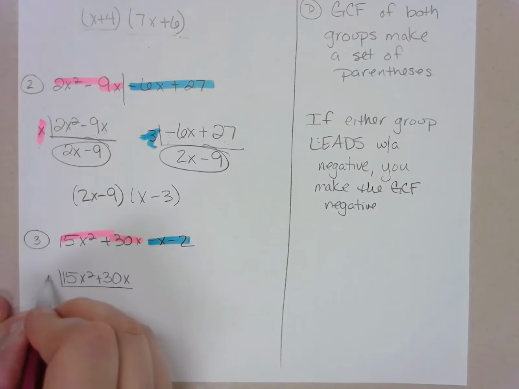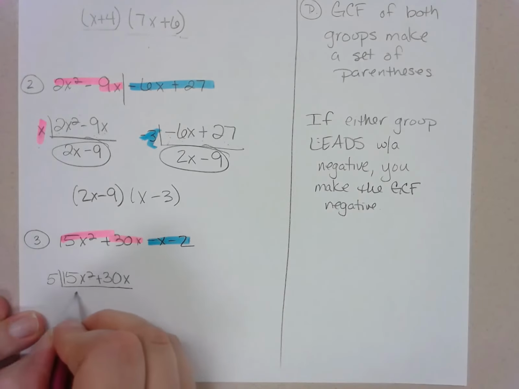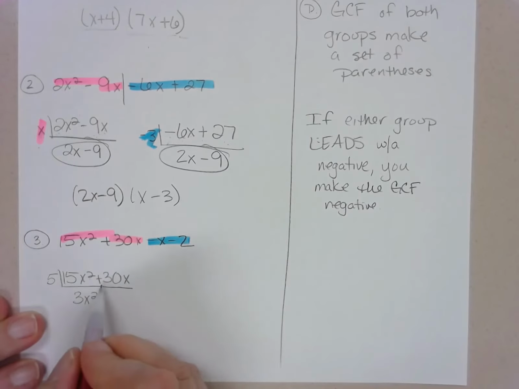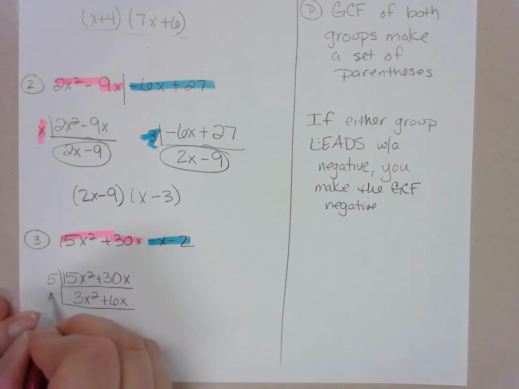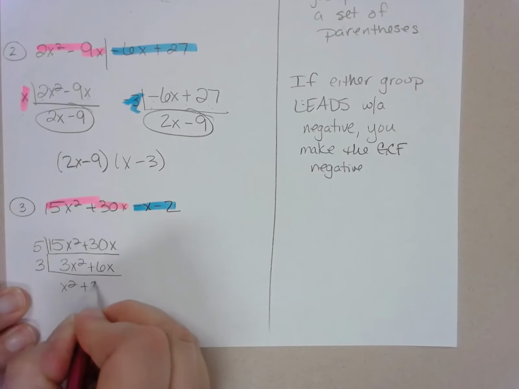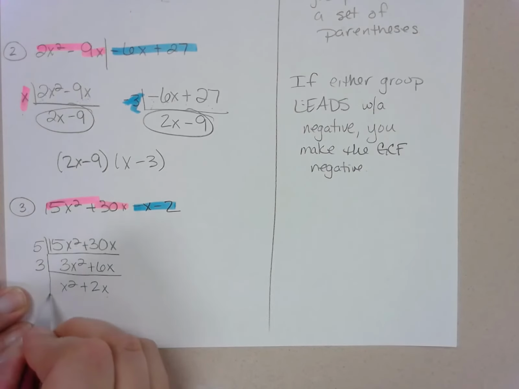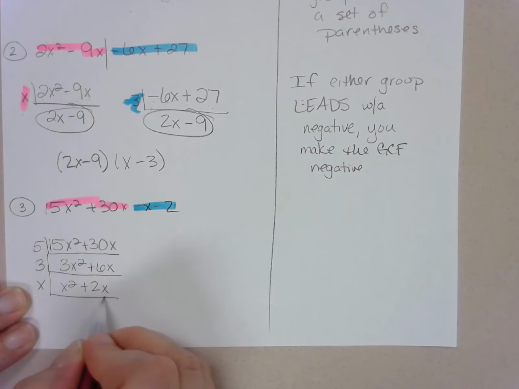So 15 and 30 are both divisible by 5, so I'm going to start there. 15x squared divided by 5 is 3x squared. 30x divided by 5 is plus 6x. 3 and 6 are both divisible by 3. So now I have x squared plus 2x. I have an x in both places, so I'm going to factor out the one with the smallest exponent. That's going to leave me with x plus 2.